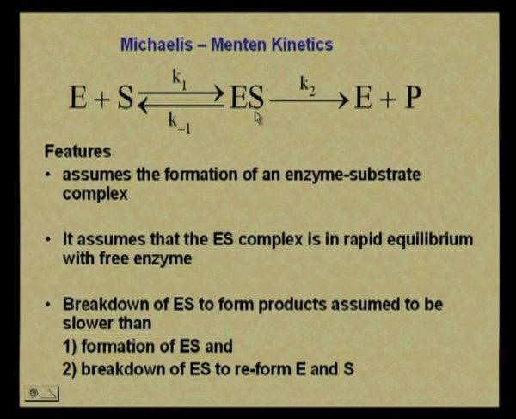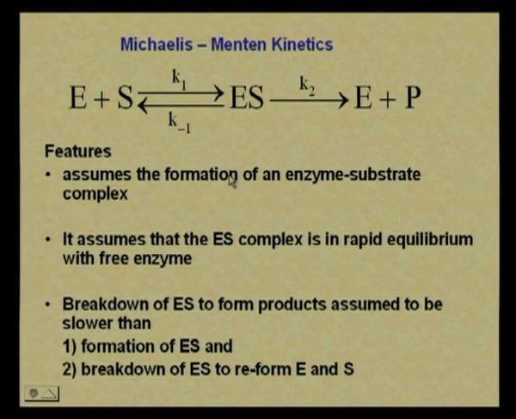Okay? So, what we assume here is that the breakdown of ES to form the products is slower than the formation of ES and also slower than the breakdown of ES to reform E and S. So, what are we saying here? We are saying that both K minus 1 and K2 are small. Because the breakdown of ES to form the products is slow, and going back to form the enzyme and the substrate again is also a slow process.